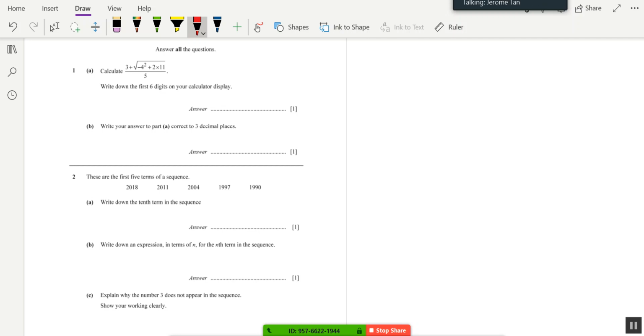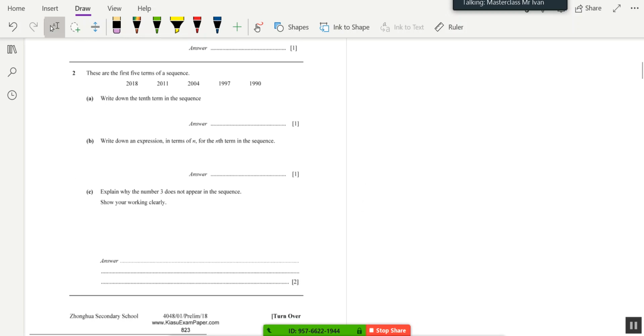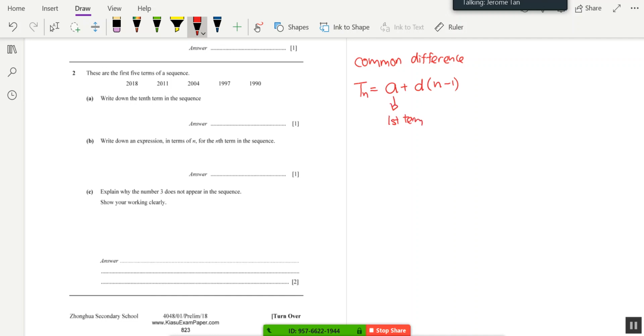Now number 2, sequence. First, what is the concept of the sequence for common difference? So you can write down the concept. For common difference, Tn is equal to a plus d bracket n minus 1, where a is called the first term, and d is called the common difference.